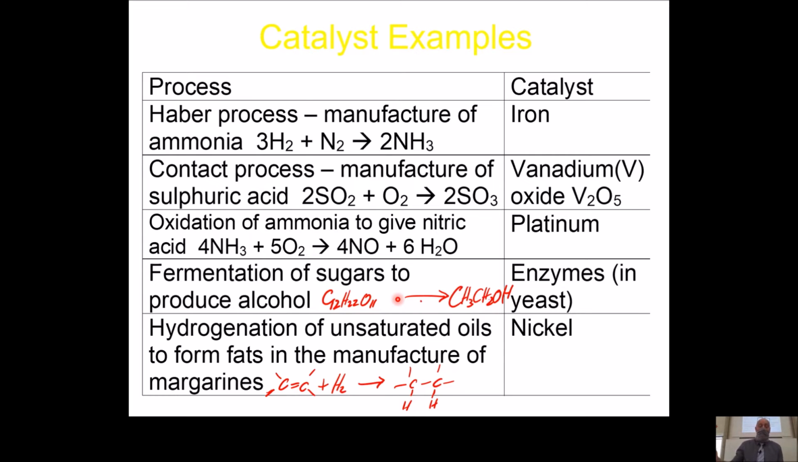Anyway, but people who do drink alcohol are familiar with this reaction because this reaction turns sugar into alcohol, and the catalyst you use there is yeast.